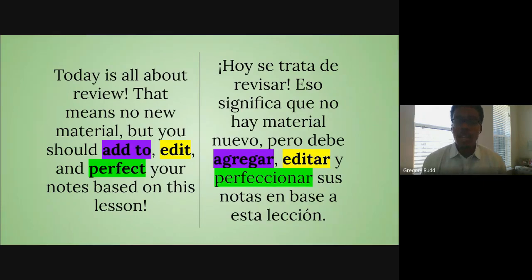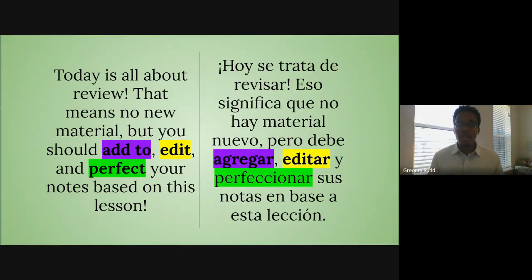And what you'll see throughout the lesson is that there will be translations. So points will be made in both English and in Spanish. And what I want you all to consider is that this is an opportunity for you to ensure your notes put you in a good position to do well on tomorrow's exam. So there's nothing new. I won't be introducing any new concepts today. So you should literally be able to go through your notes page by page and edit them.